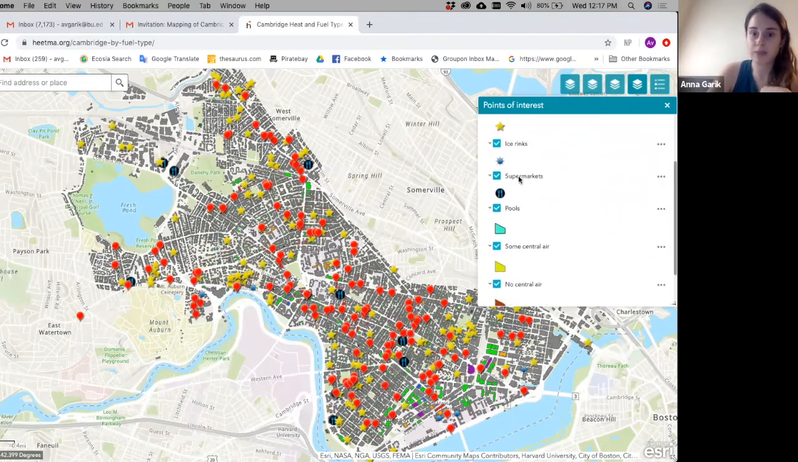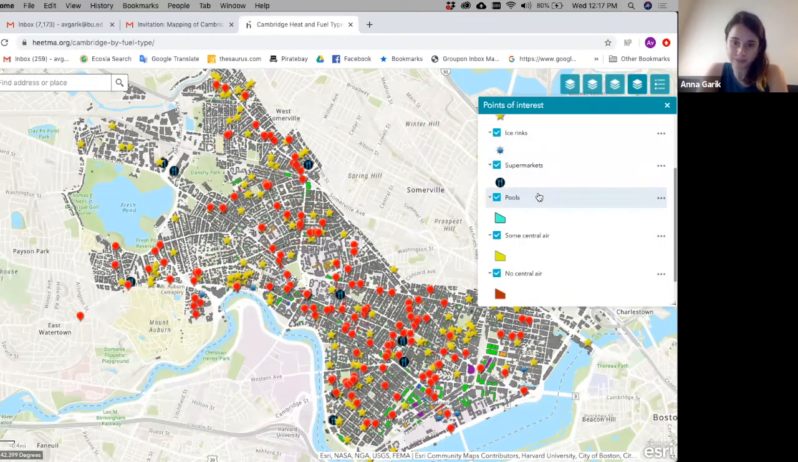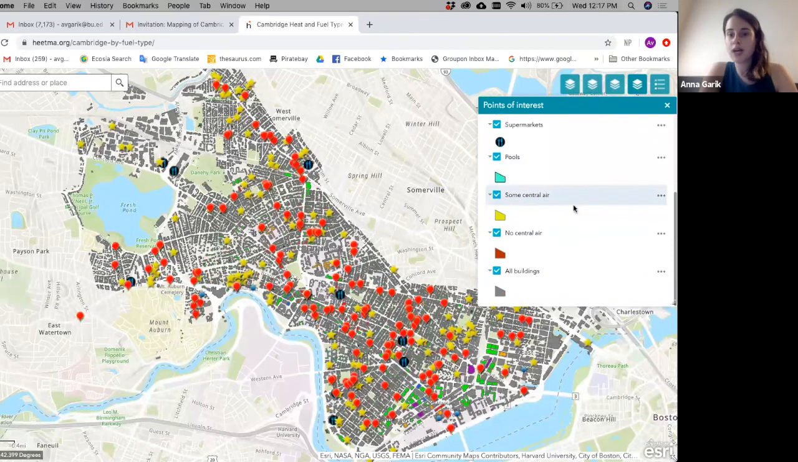Then there's some examples of heat sources and sinks. For example, ice rinks and supermarkets are going to be using refrigeration, so they're heat sources, and pools are going to be a heat sink. And then I included central air as well, because there is kind of an incentive for people who don't have central air to move on to geothermal and participate in the geo micro district, because they will have the opportunity to get air conditioning since it does both hot and cold. So I put it in there, kind of goes in with the willing participants category.